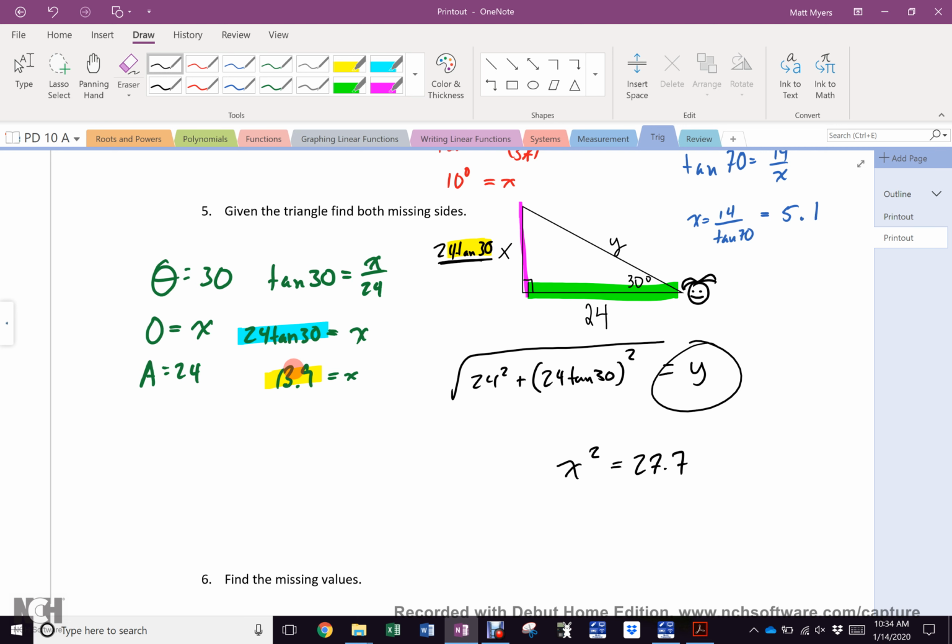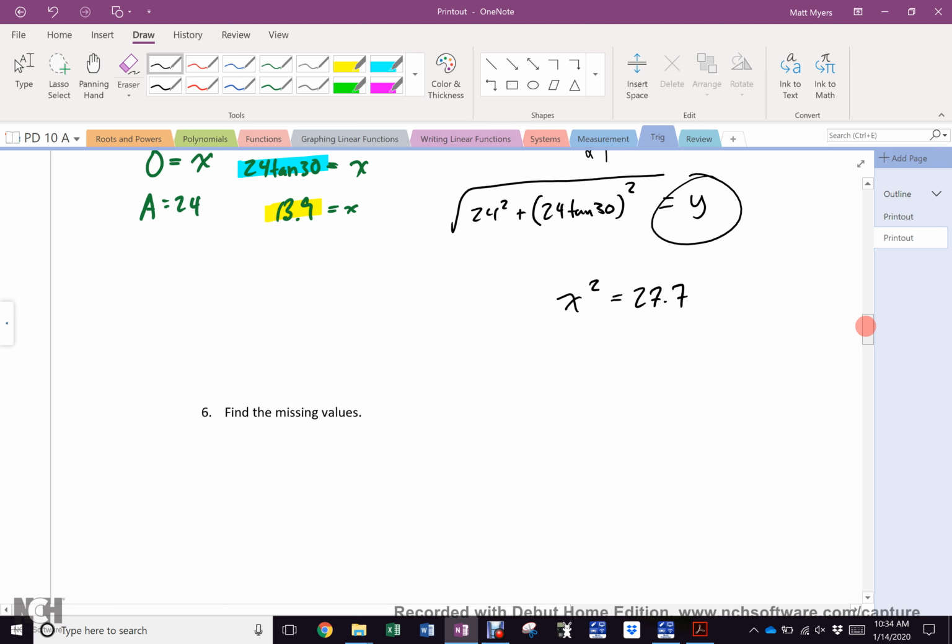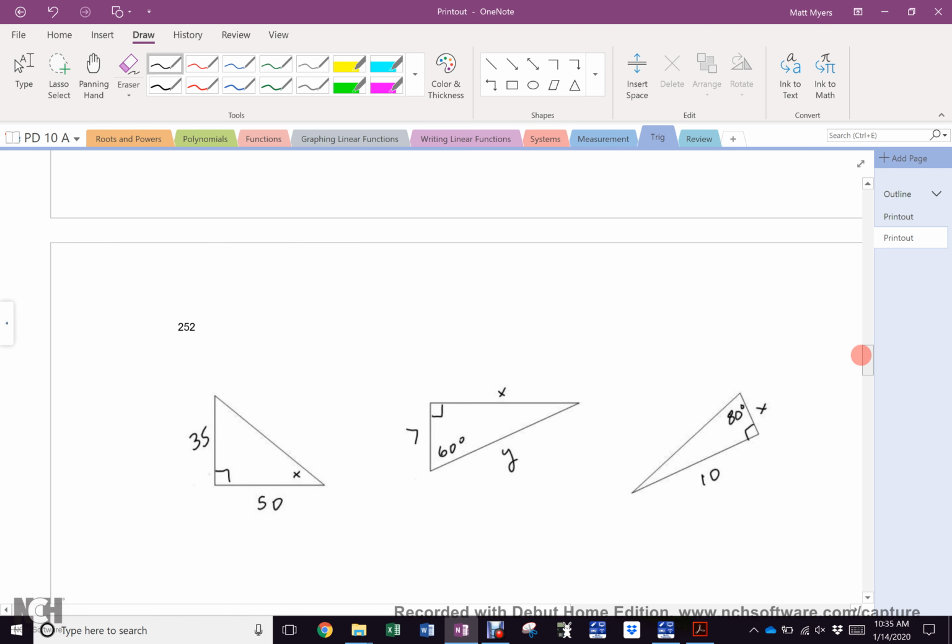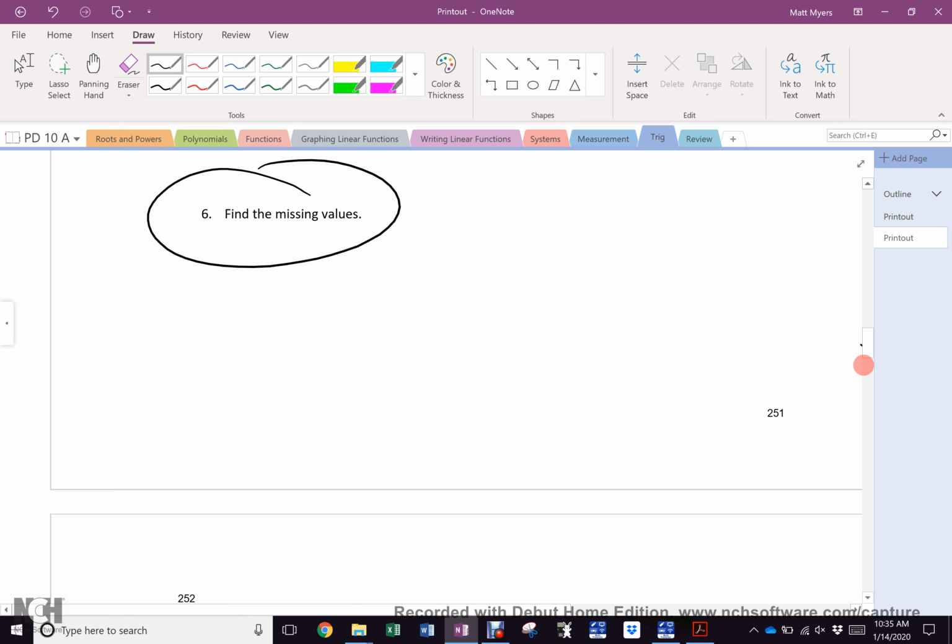Yeah? Yeah. And find the missing values. We've already found the missing values. Oh, that's for the next question. That should be on the next page.